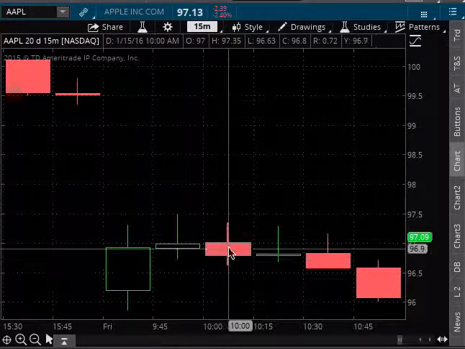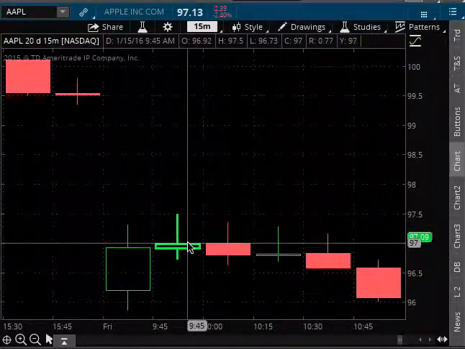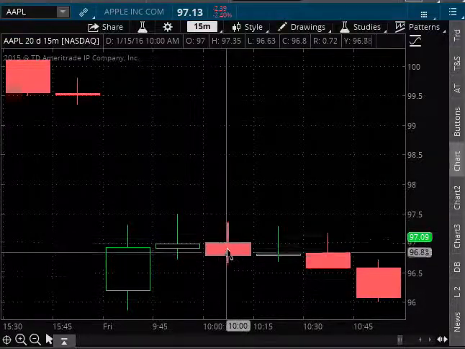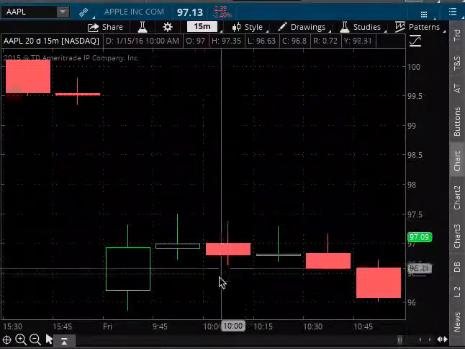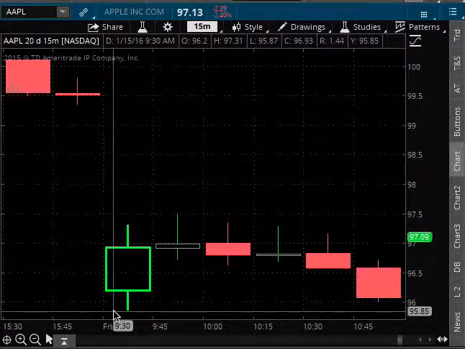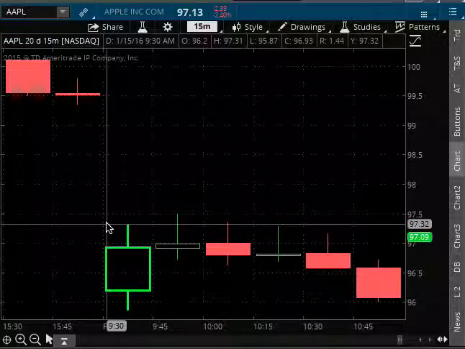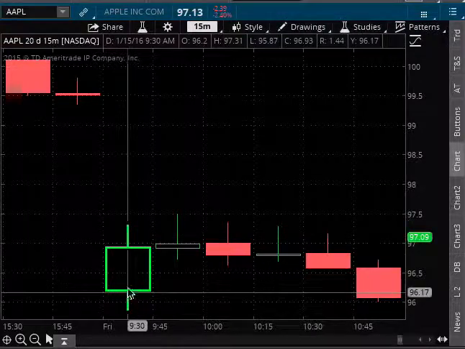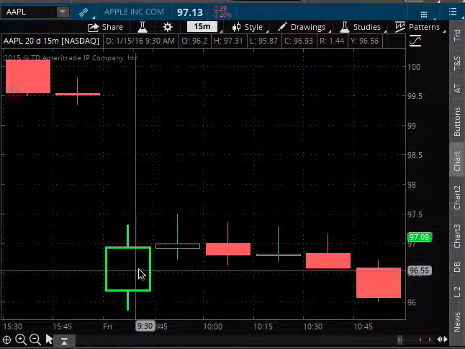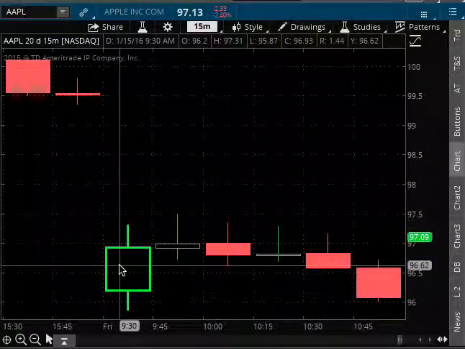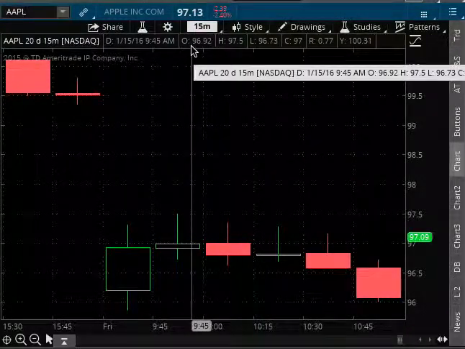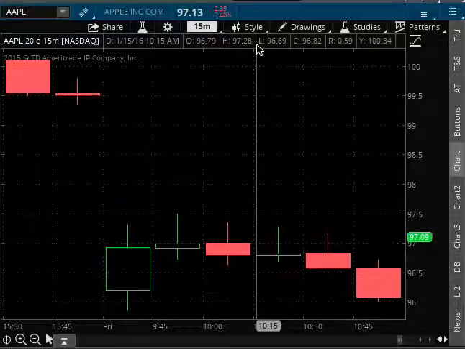So again, if the candle is red, it opens at a certain price, closes at a lower price. The wick represents how much it fluctuates. At 9:30, Apple fluctuated between $95.85 and $97.30. If we want to get the exact measurements, we put the cursor on the candle, and it says that the low, this is the low. So we have the open, we have the high, we have the low, and then the close.